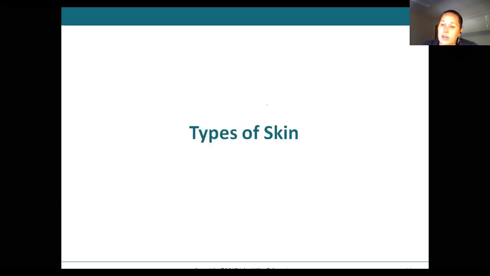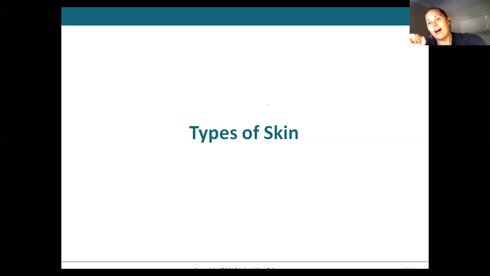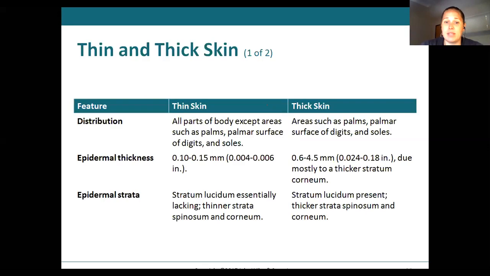Okay, so we've talked about the different layers of skin. We've talked about the cells. We've talked about the different types of glands. Now we're going to talk about types of skin. So thick and thin skin, which we talked a little bit about previously. Thick skin, not surprisingly, is the palms, surface of the digits, and soles of your feet. We talked about how there are layers of the epidermis present in the thick skin versus the thin skin. Thin skin is going to be all other body parts except for those we just discussed.